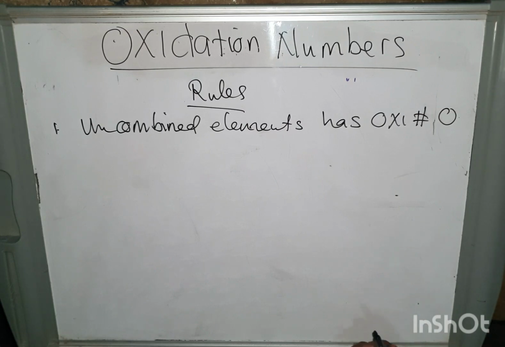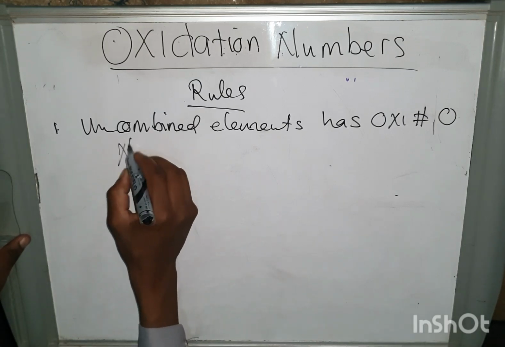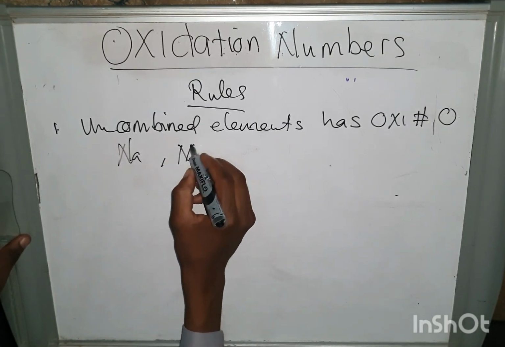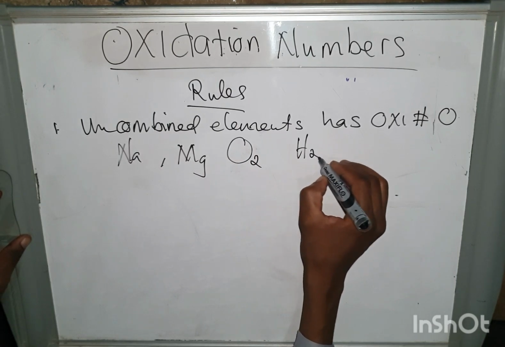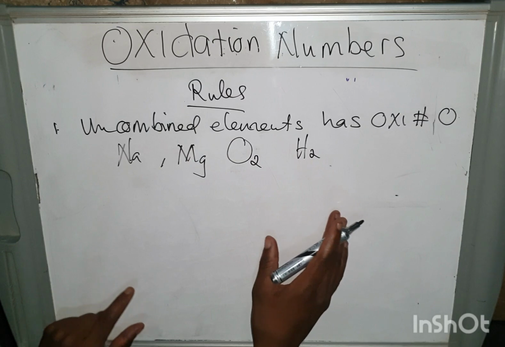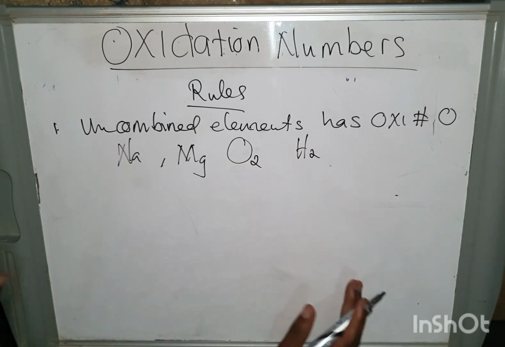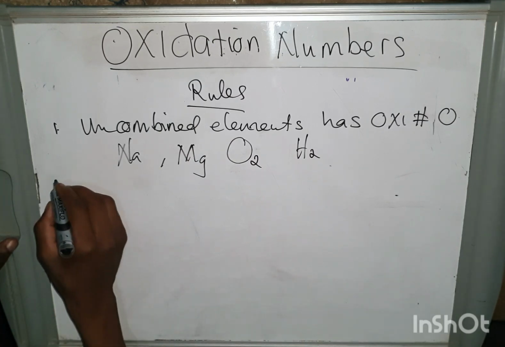So the oxidation number for elements which are not combined, all those elements from the periodic table, as long as they are not combined with another element, is 0. If we talk about sodium, the oxidation number is 0. Magnesium, oxygen gas, hydrogen gas, as long as they have not combined with any other element, their oxidation number is equal to 0.